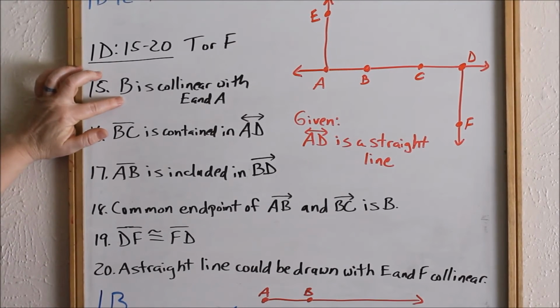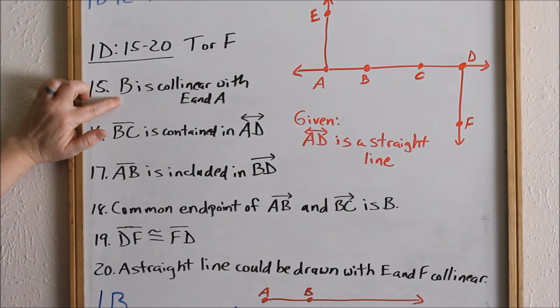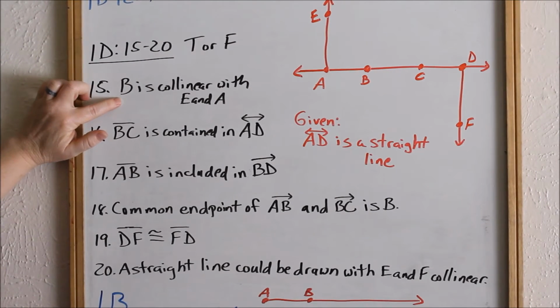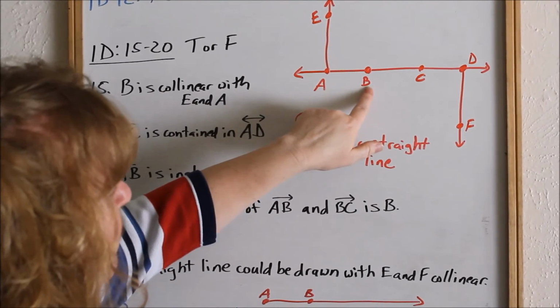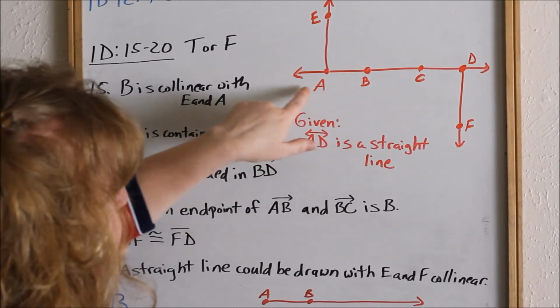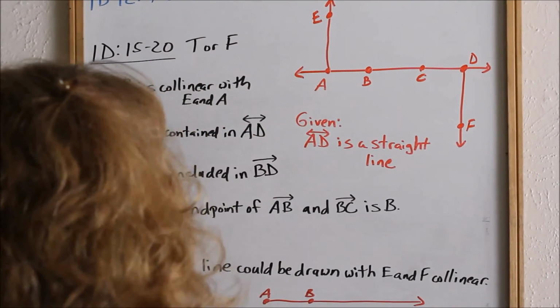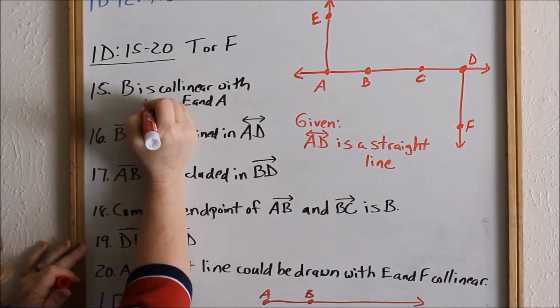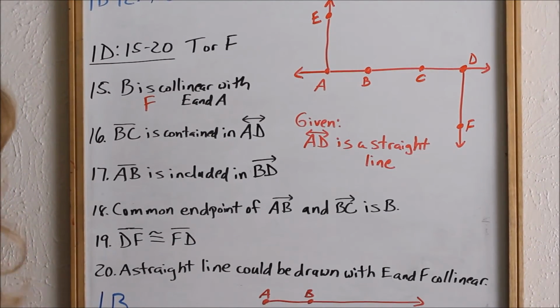So number 15 says, remember we're trying to say true or false. 15, B is collinear with E and A. Collinear means on the same line. Is B on the same line as E and A? No. So B is not collinear with E and A. So that statement is false.